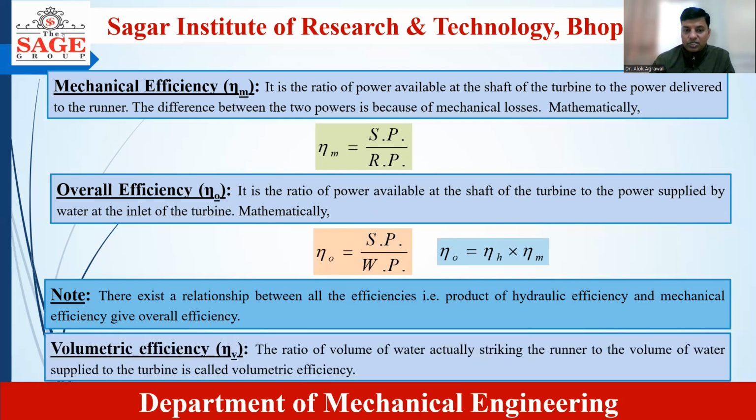Now the last efficiency, that is volumetric efficiency. So what is volumetric efficiency? It is the ratio of volume of water actually striking the runner to the volume of water supplied to the turbine, and it is called volumetric efficiency.